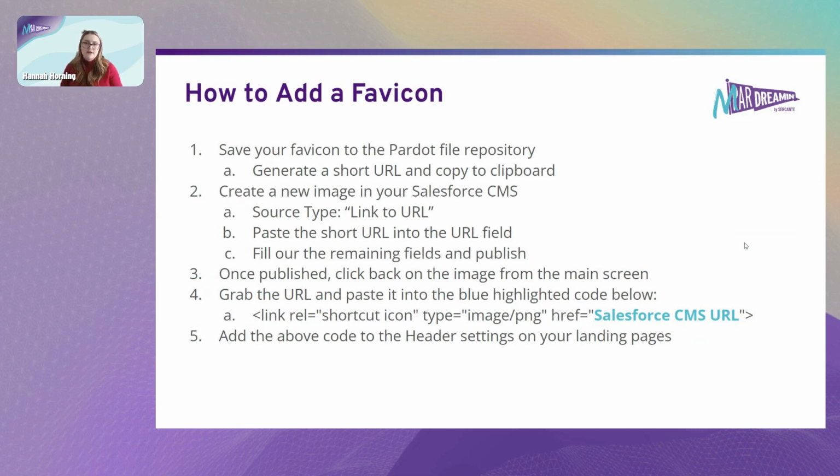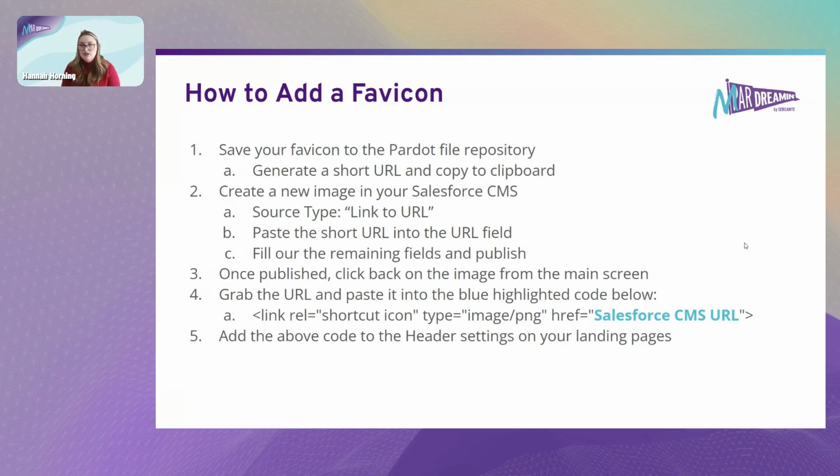You actually have to save your favicon in the Pardot files and then create the image in your Salesforce CMS. So I told you how the builder uses a different file location. It uses the Salesforce CMS, and you can use your favicon image from the Pardot file repository by using a link. And here are the detailed instructions. And then under that, on that 4th item, it says grab the URL and paste it. I've provided the line of code below that you have to use to actually apply that to your landing pages.